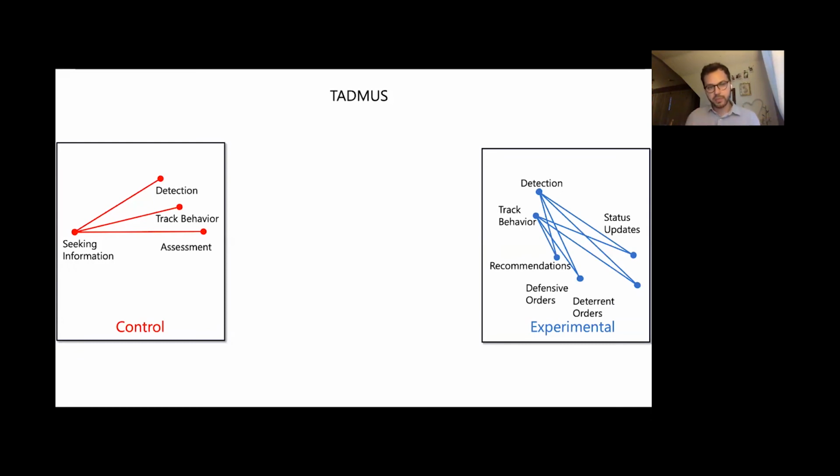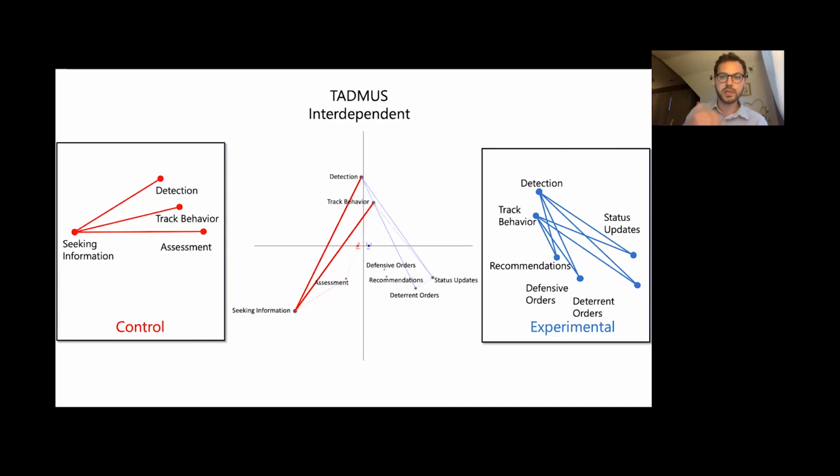We can actually compare this qualitative hypothesis to the quantitative model. So here's the interdependent network for the control condition versus the experimental condition for the Tabness data. And we can see that this model aligns quite well with the story, right? Particularly for the control group, we see stronger connections between seeking information, detection, track behavior, and assessment on the left. And on the right, we see stronger connections between status updates, different kinds of orders, and detection and track behavior.